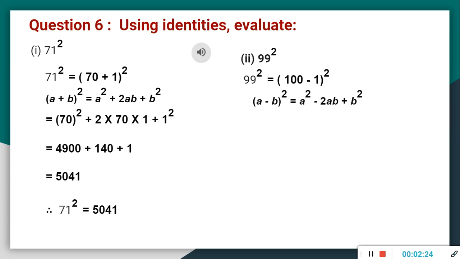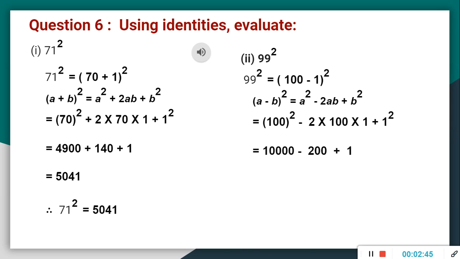Here A is 100, B is 1. So 100 square minus 2 into 100 into 1 plus 1 square. 100 square means in 100 two zeros are there, so in the square 4 zeros should be there, right? Minus 2 into 100 into 1. 2 into 100 is 200, 200 into 1, 200 itself. Plus 1 square, that is 1 into 1, 1.